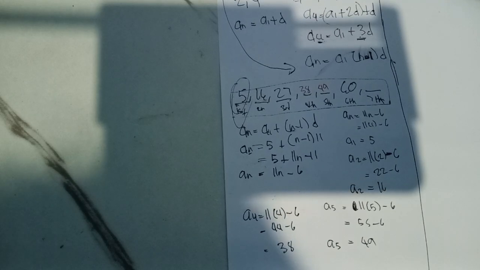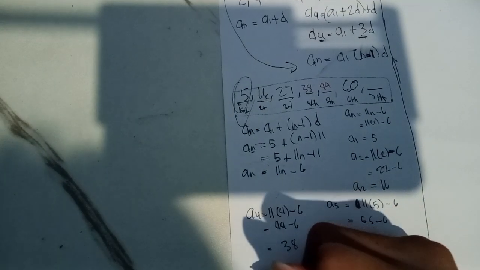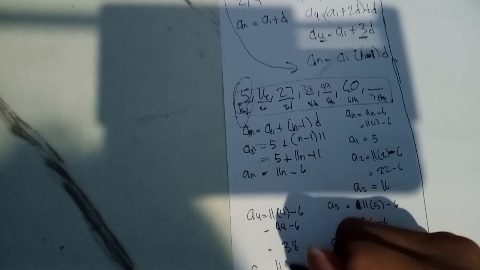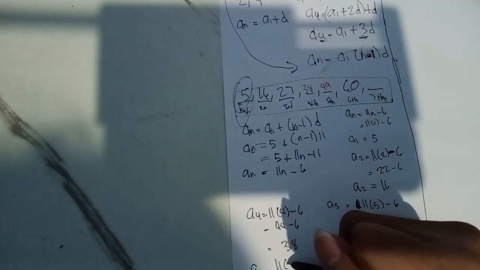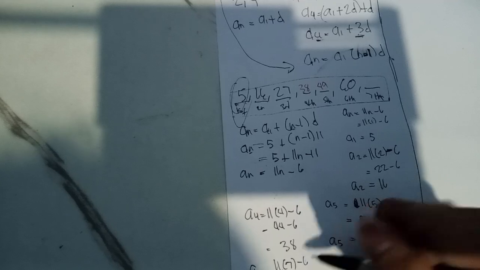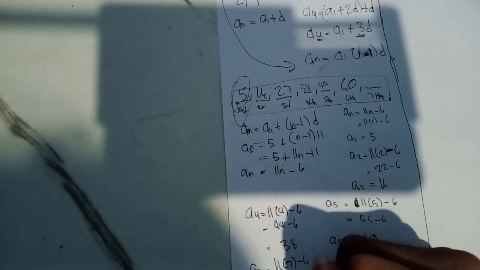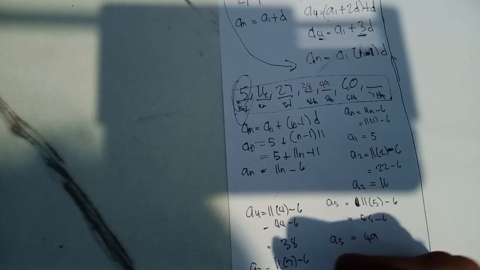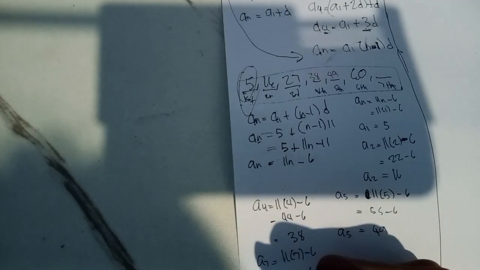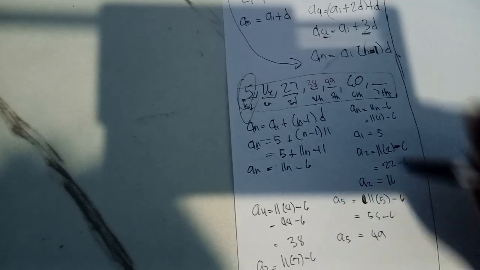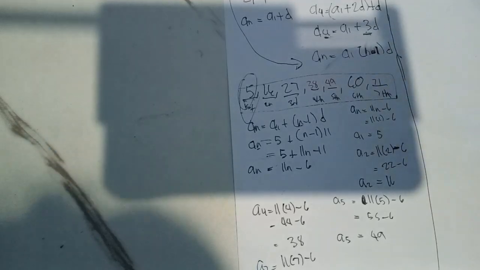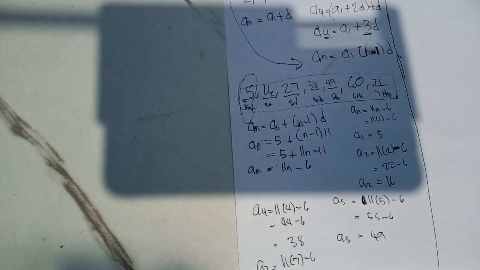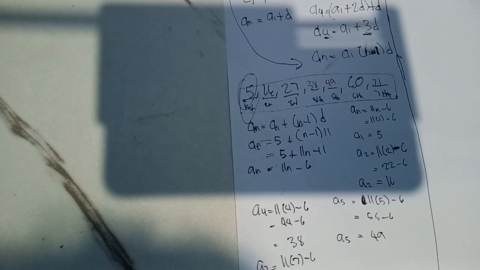So to find our seventh term, same process. A sub 7 is equal to 11 times, again, number of terms, 7, minus constant value of 6. 11 times 7 is 77, minus 6. So that is 71. So our a sub 7 is 71. So that is how the general formula works.